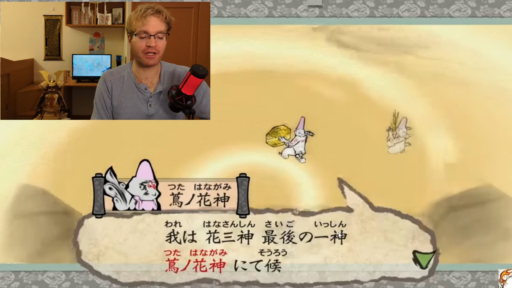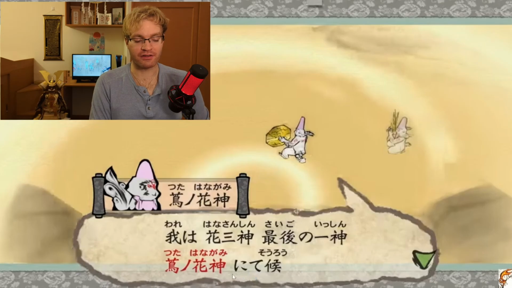However, if we flip it around, it becomes "one god of last." Actually, in this instance, I think it would be best to just keep it the way it is. Saigo no isshin is the last of the three flower gods, okay? I specifically am the last of the three flower gods is this line up here. Tsuta no Hanagami, okay? That's his name, Tsuta no Hanagami, the flower god of the vine, nite soro, okay?